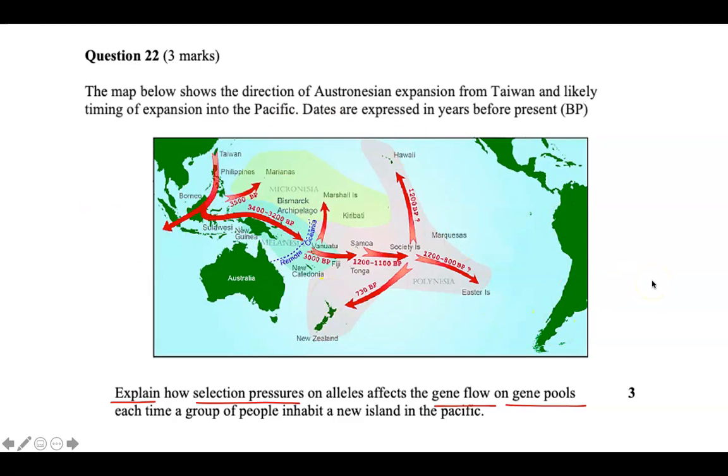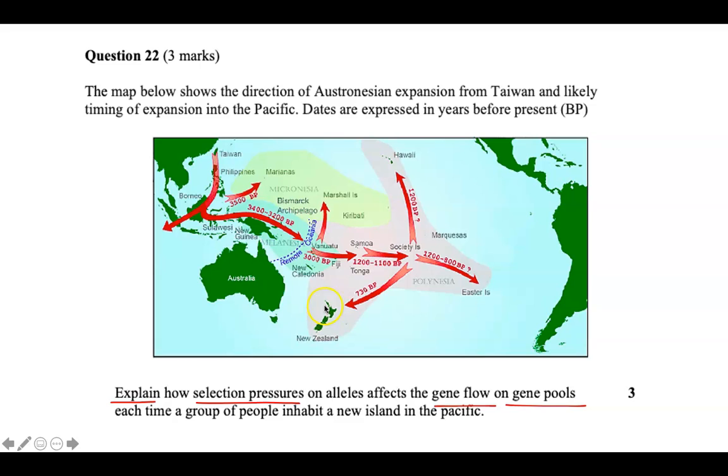Now, there were some answers that were fairly creative, and it was good to see you understanding the climate of these areas and how different islands, as we get further south to New Zealand, for example, might present different selection pressures to do with climate.